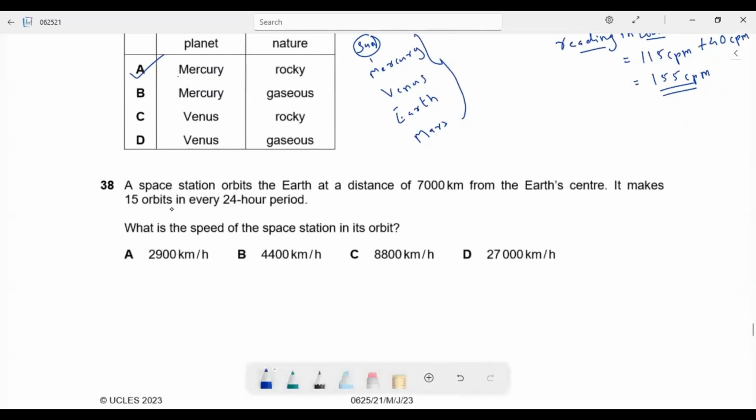A space station orbits the Earth at a distance of 7,000 kilometers from the Earth's center. It makes 15 orbits in every 24-hour period. What is the speed of the space station in its orbits? So speed is equal to distance by time.